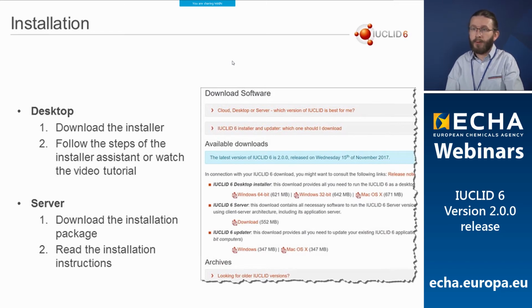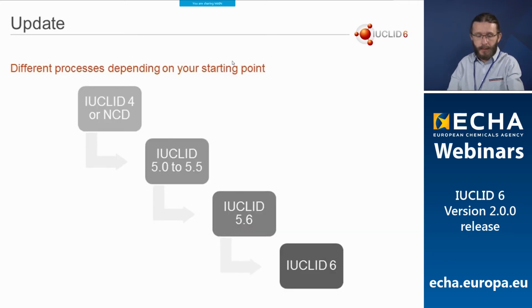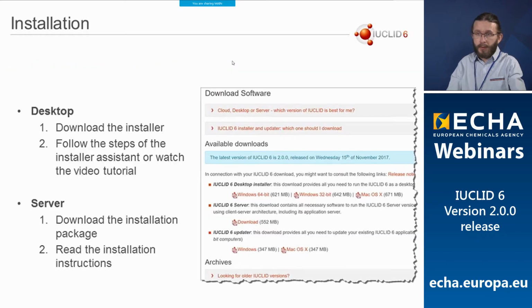So the third option also is to subscribe to the cloud services that ECA is offering on the web for SMEs. So that was for the installation part. So the process is the same.